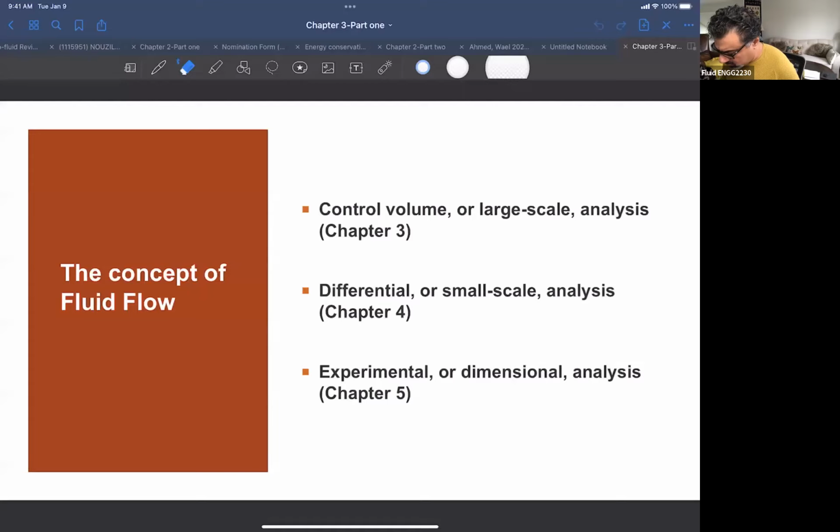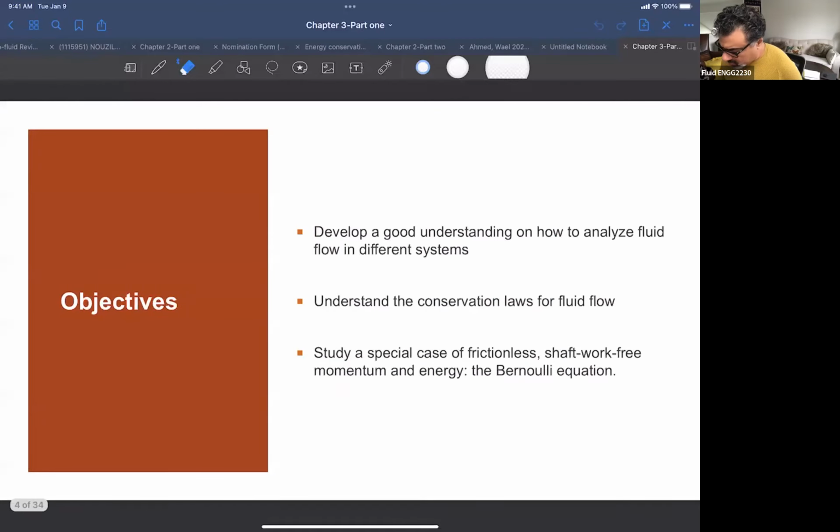So let's keep closing. Basically, our objective for chapter 3 is to develop understanding on how to analyze fluid in these different systems, and also we look at what we call the conservation laws for fluid flow. We're going to repeat some of the stuff that we talked about maybe in physics, the conservation of mass, the conservation of momentum, and the conservation of energy, but we're going to apply it to a fluid motion type of analysis.